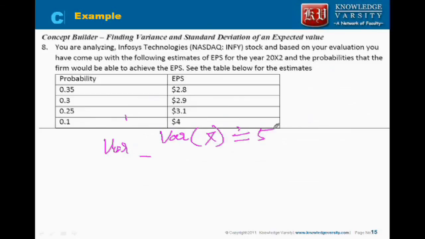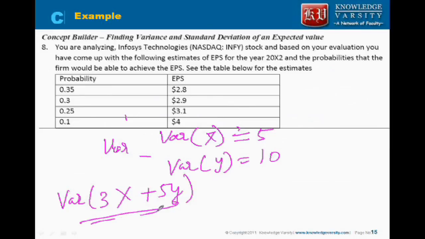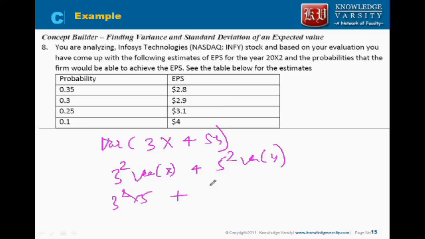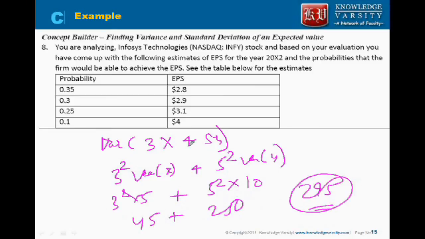So think about variance of x given as 5, variance of y given as 10. We want to find out what is the variance of 3x plus 5y. Variance of 3x plus 5y will be equal to 3 square variance of x plus 5 square variance of y. So 3 square into 5 plus 5 square into 10. So 25 into 10 is 250 plus 9 into 5, 45. So 295.